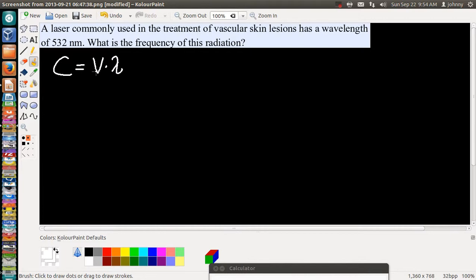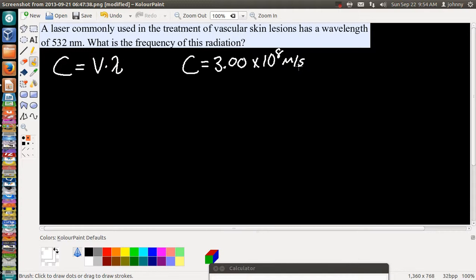So let's see what we can do. Better yet, what else do we need to know? We need to know C, the speed of light. The speed of light is like 2.998 something yada yada yada. Well, we usually just use the following for the speed of light: 3.00 times 10 to the 8th meters per second. Okay, that's the constant for the speed of light that we use.